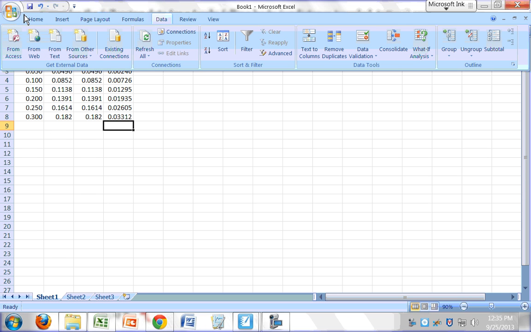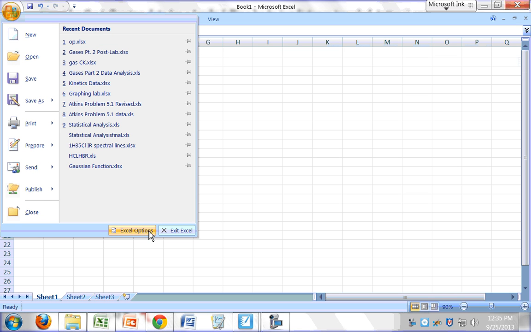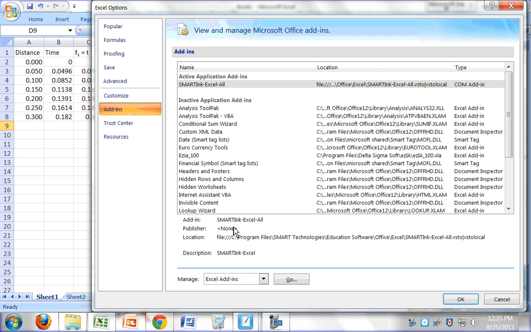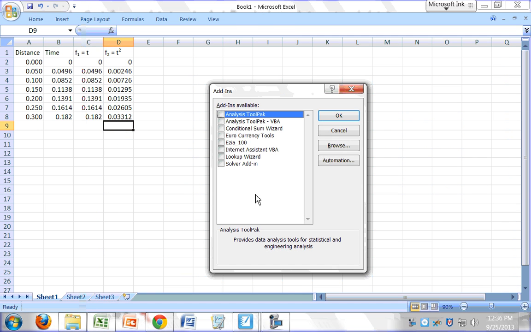Okay, so in case it's not set up on your Excel, you go to Options, Excel Options, and then go to Add-ins. Analysis ToolPak should be installed. Okay, it's not installed on this station. So you need to manage your Excel add-ins. You manage your add-ins, hit Go, and then make sure you check Analysis ToolPak.